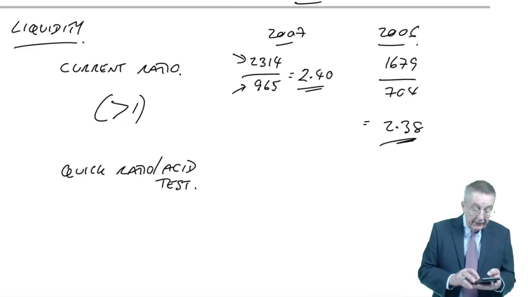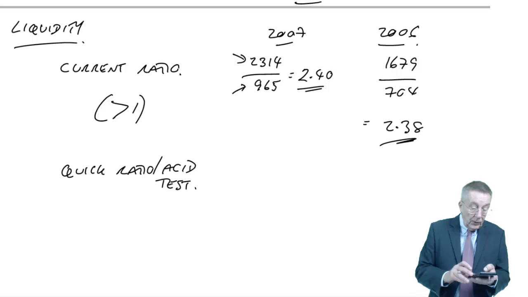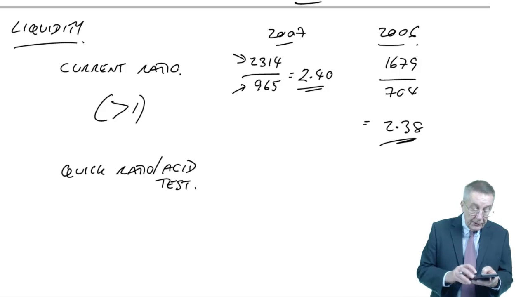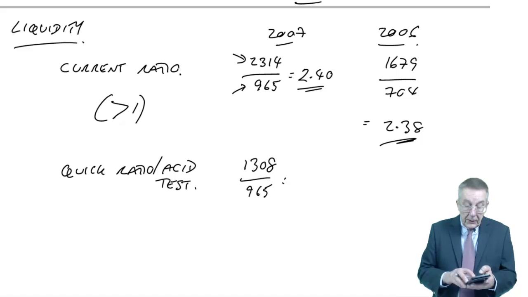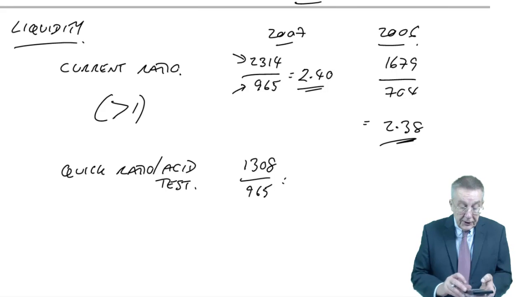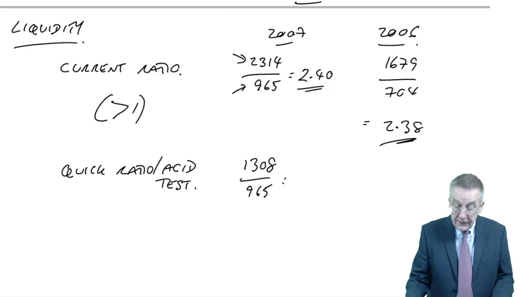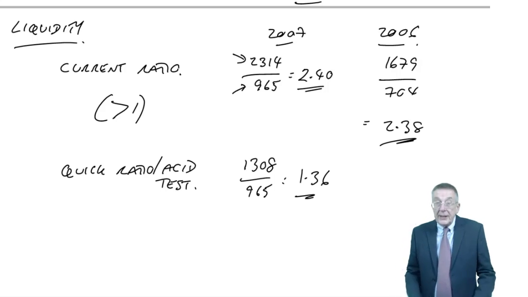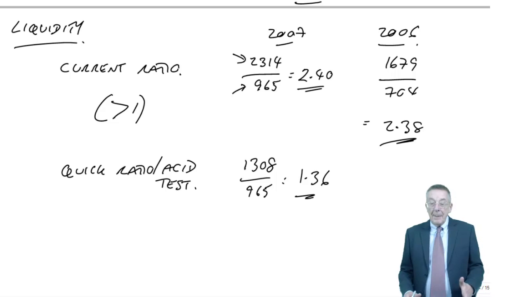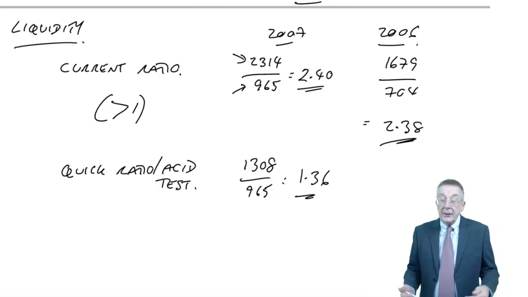And so current assets minus inventory. In 2007, current assets 2314, take out the inventory, and we're left with 1308. Current liabilities 965, and so the quick ratio, I get 1.36. Obviously lower than before, and obviously you'd expect it to be much closer to 1. Here it looks healthy enough.